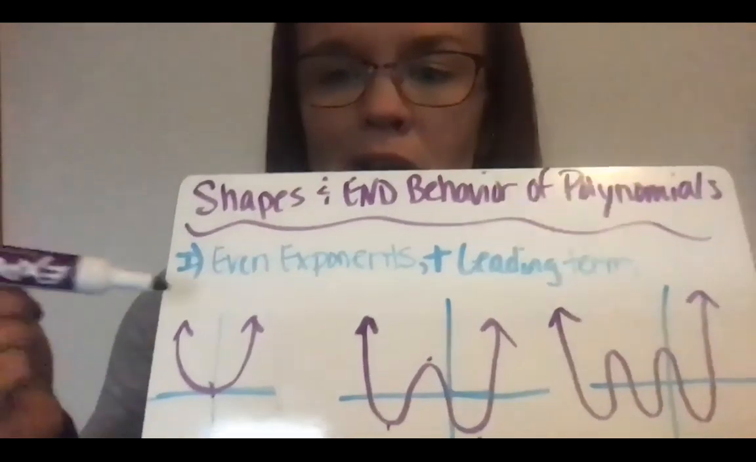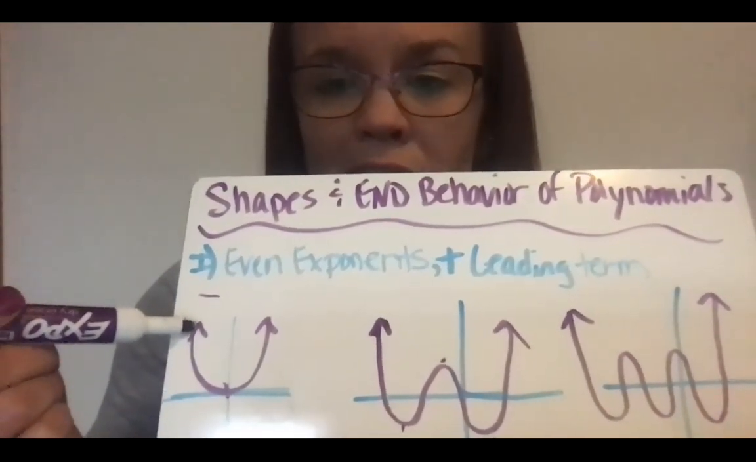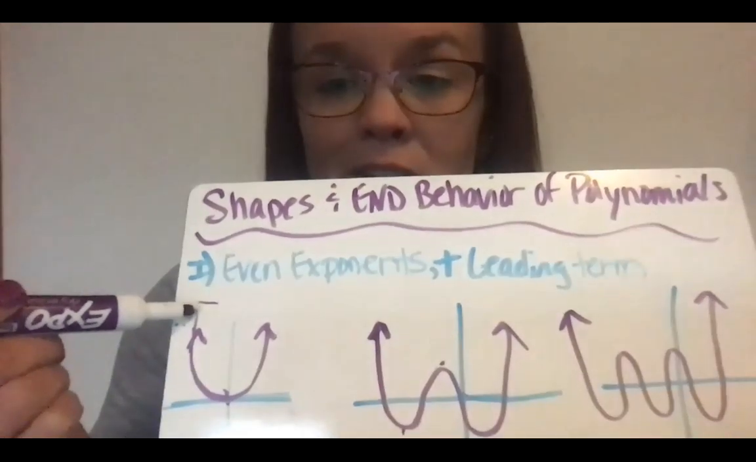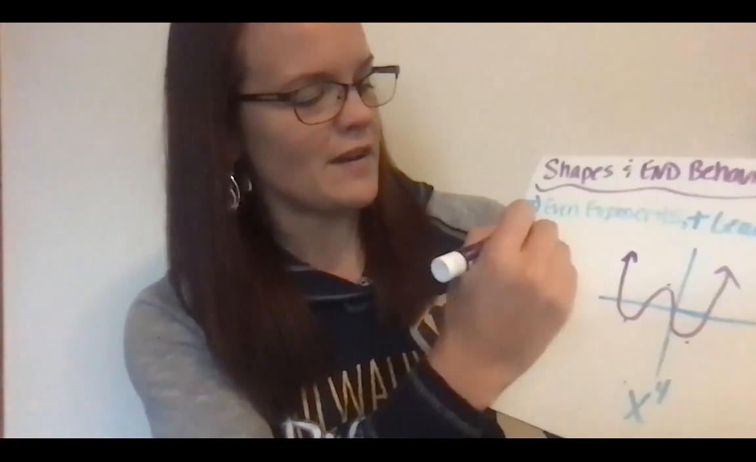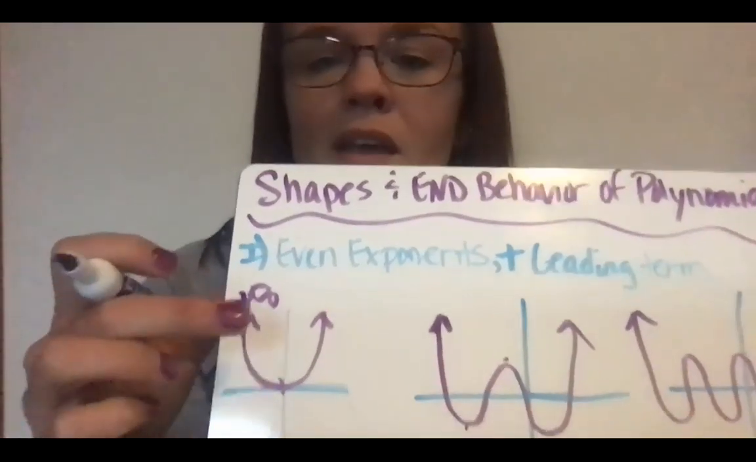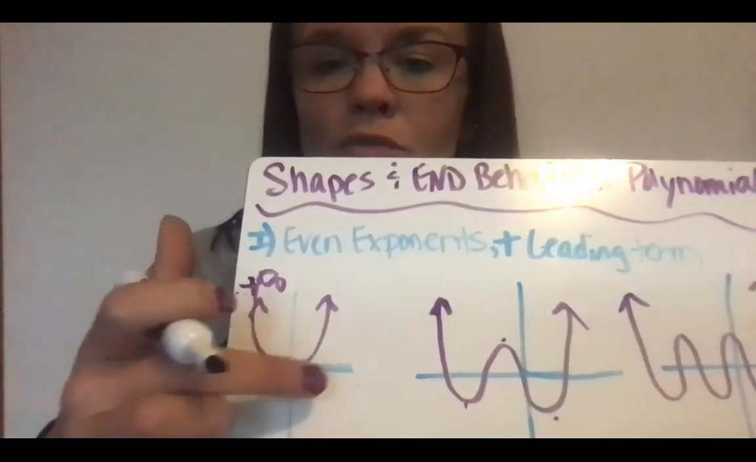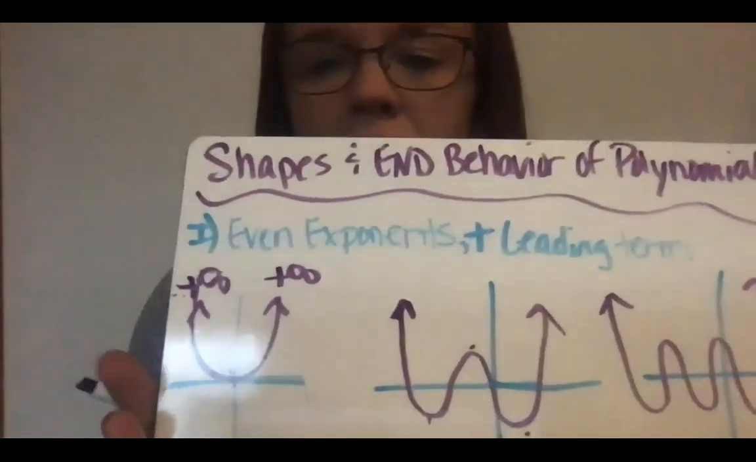So if we read from left to right, where is the parabola going here on the left? It's going to positive infinity. Up here is positive infinity. If it were to keep going and going and going, it goes positive forever. Then it does its turn, and then it shoots back to positive infinity. So that's how we say the end behavior is.